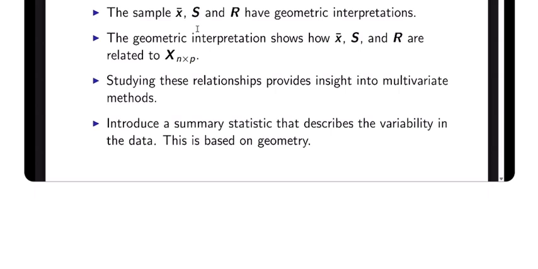Let me tell you this. We actually want to understand variability in the data set, and to be able to understand that variation, the idea of geometry is required. And that's why we need sample geometry. The sample geometry will provide us with that very understanding.